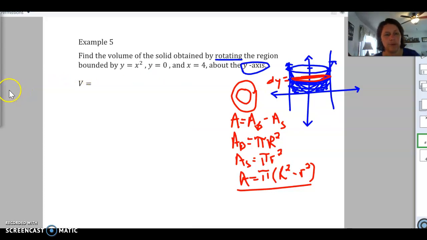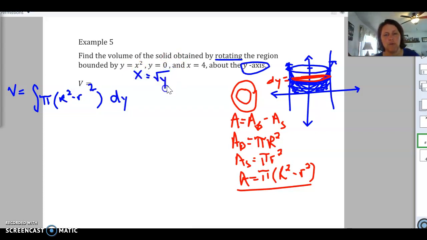Alright, so I got a little bit more room here. So now we have volume is equal to the integral of pi times our big radius squared minus our little radius squared, and then those are going to be in terms of dy. And let's go back up here and rewrite those equations. We have the equations x equals square root of y and x equals 4.